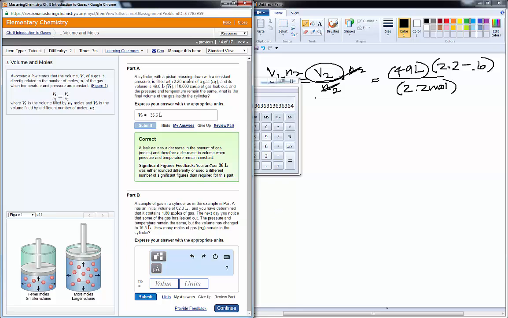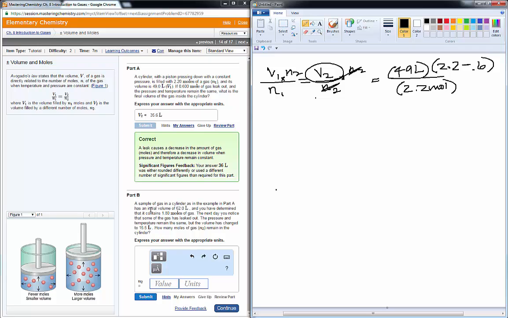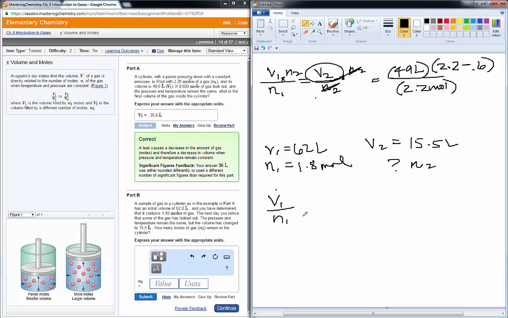Next, same equation, sample of gas has initial volume of 62 liters here. Determine it contains 1.8 moles of gas, so V1 equals 62 liters, N1 equals 1.8 moles. The next day you notice that some of the gas is leaked out, but you don't know how much. The new volume is 15.5 liters, so what is the new number of moles? So same equation.